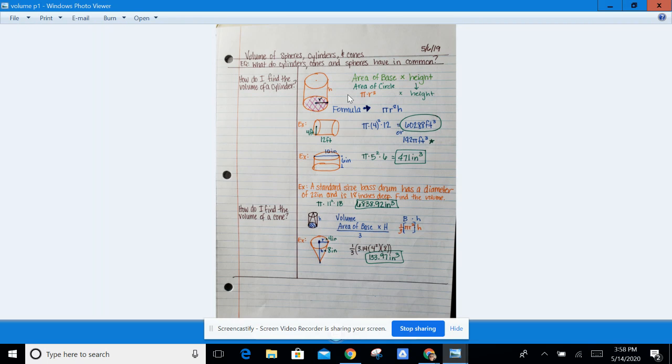Sorry. So when we put it all together, the formula for a cylinder is pi times the radius squared. Remember, that's not times 2. That's radius times radius, times the height. So here's an example. This cylinder has a radius of 4 and a height of 12. So I'm going to plug it in: pi times 4 squared times 12.